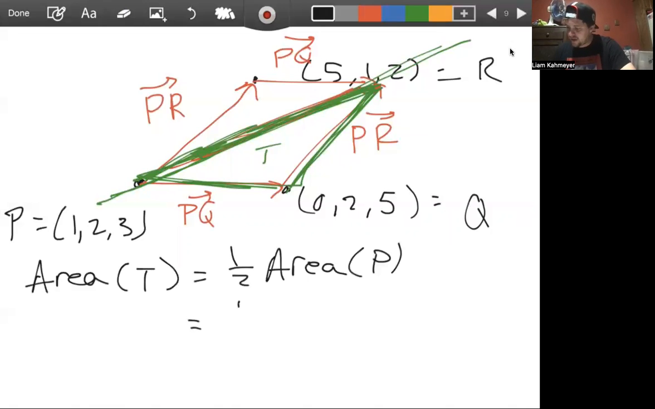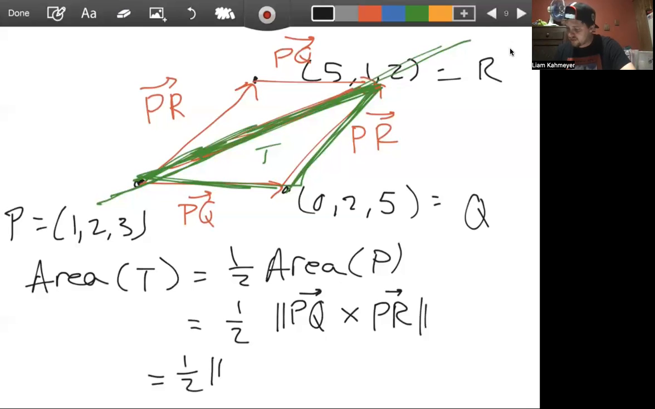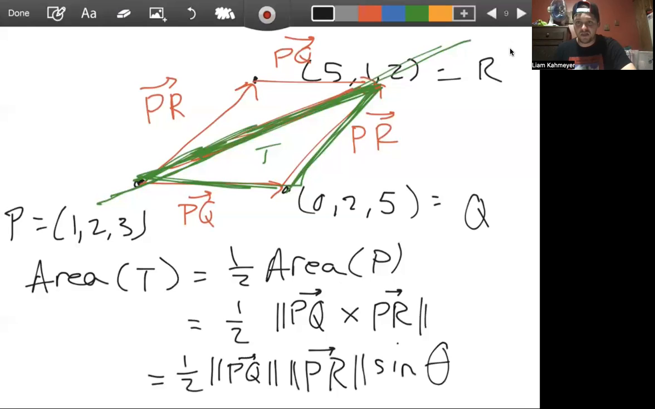So really, to find the area of this triangle, we need 1/2 times the magnitude of the cross product PQ cross PR, right? Because we learned that the magnitude of this cross product would give us the area of that parallelogram. And to be more explicit, this would be 1/2 times the magnitude of PQ, magnitude PR times sine theta, right? Well, and now we want to determine which one is more convenient in this context, right?